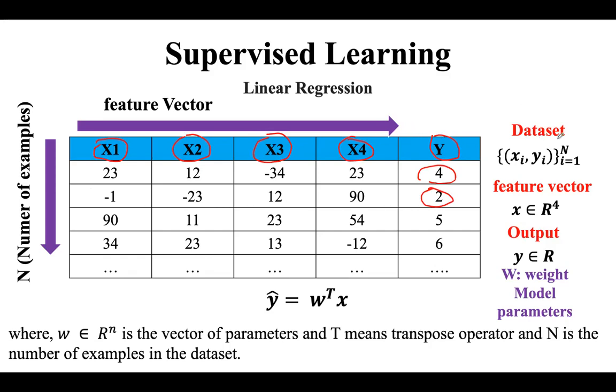So as you can see, the data set is defined as x, y, an example of these things, and the feature vector, which here depends on 4 variables, and an output. The goal of machine learning, and here of linear regression, is to find the W's.